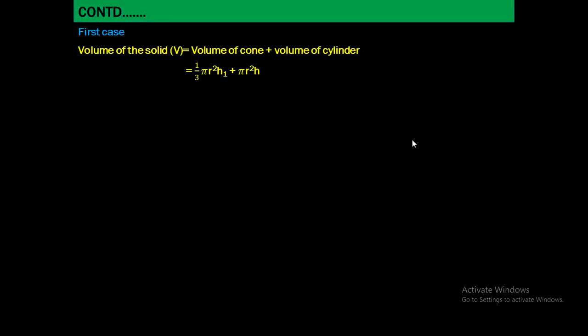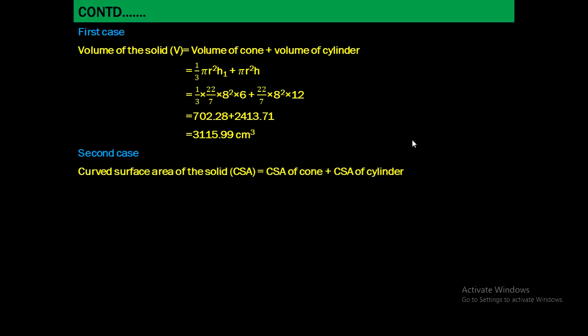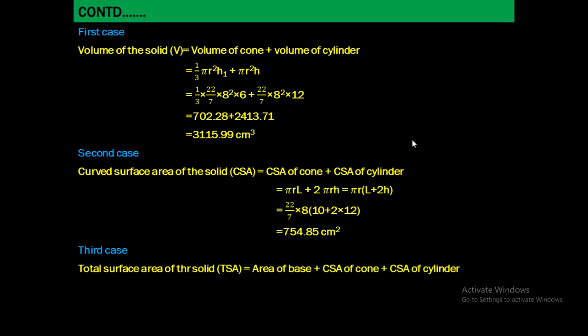First case, volume of the solid equals to volume of the cone plus volume of the cylinder. Use formula and calculate. We got 3115.99 cm cube. Second case, curved surface area of the solid equals to CSA of cone plus CSA of cylinder. Now use formula and substitute values. We got 754.85 cm square. Third case, total surface area equals to area of base plus CSA of cone plus CSA of cylinder. Now use formula and substitute values. We got 1056 cm square.